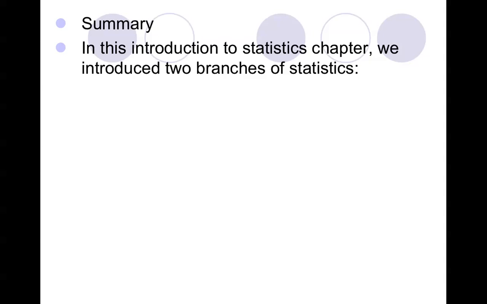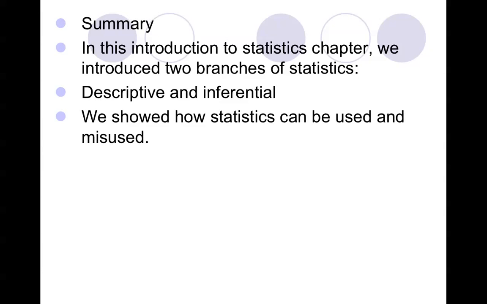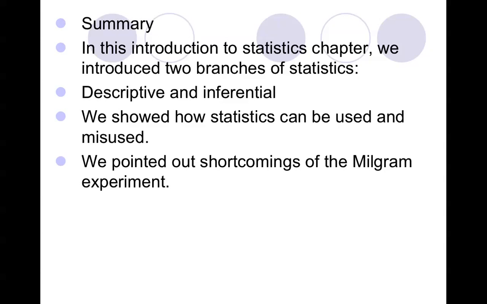So in summary, what this lecture did for us today: it was just an introduction to statistics. We saw that we have two branches of statistics, descriptive and inferential. Descriptive statistics was the pictures of the hockey pucks, where we get a conclusion based on looking at something pictorial in nature. Inferential statistics is the process of using sample data to come to a conclusion about a population. We showed how statistics can be used, and how it can be misused. We pointed out the shortcomings of the Milgram experiment.